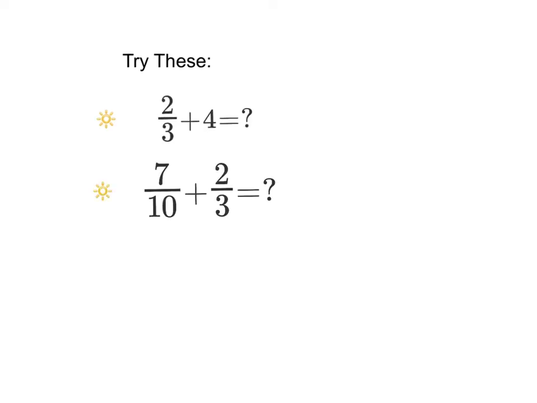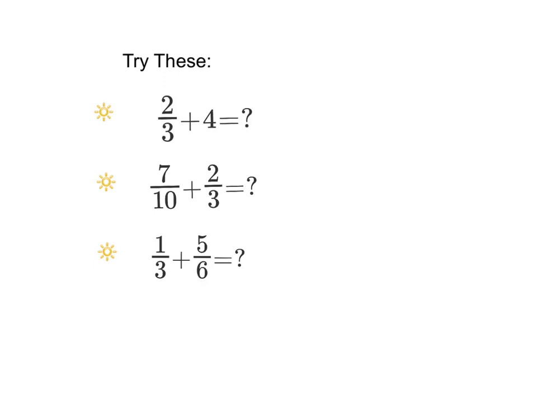This second example is a little bit more challenging, as you add 7/10 plus 2/3. And once again, as we discussed previously, if you multiply the denominators together, you can get a common denominator. Hint, hint. So in the last example, we have 1/3 plus 5/6, and this is a situation where the common denominator is already readily apparent. So you'll only have to manipulate one fraction. Give it your best shot.